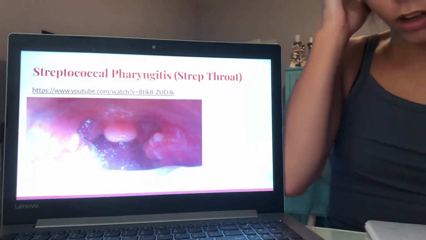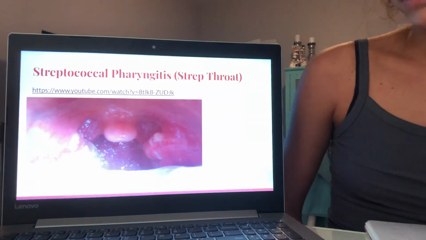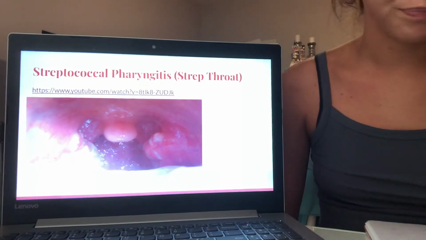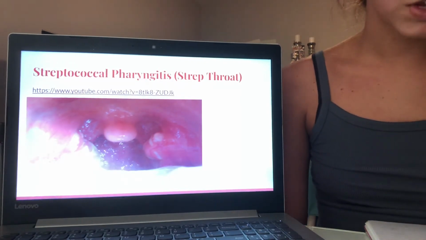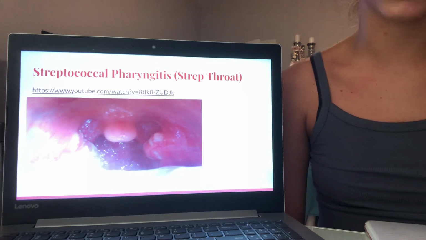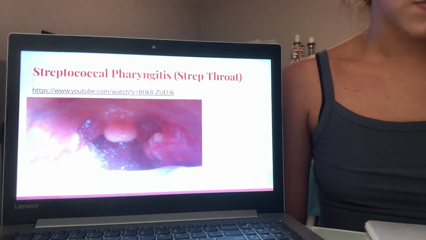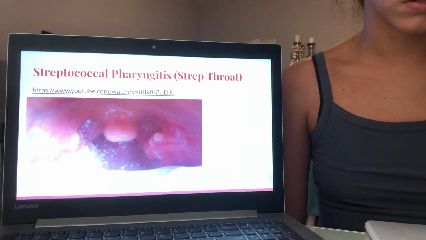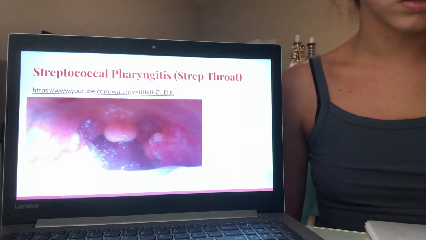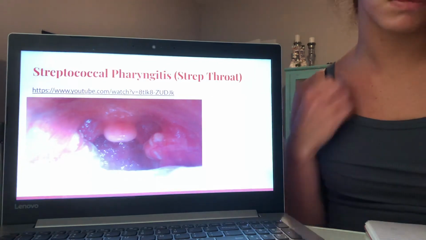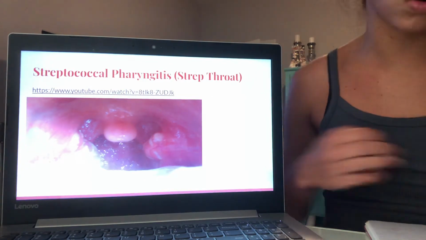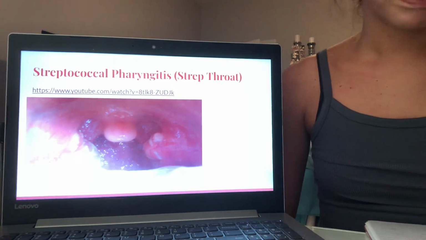Okay. Next is streptococcal pharyngitis, which is strep throat. Strep throat is a bacterial infection that can make your throat feel sore and scratchy. Strep throat accounts for only a small portion of sore throats. If untreated, strep throat can cause complications such as kidney inflammation or rheumatic fever. Rheumatic fever can lead to painful and inflamed joints, a specific type of rash, or heart valve damage.